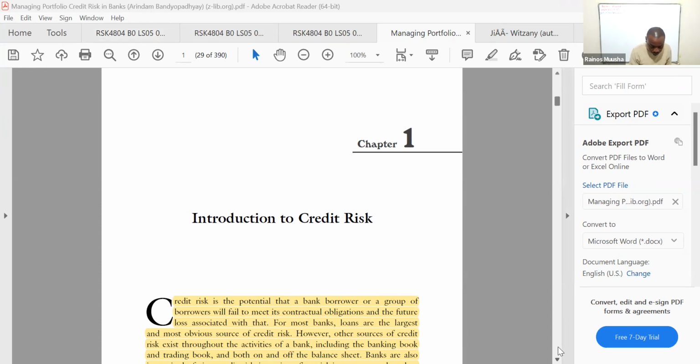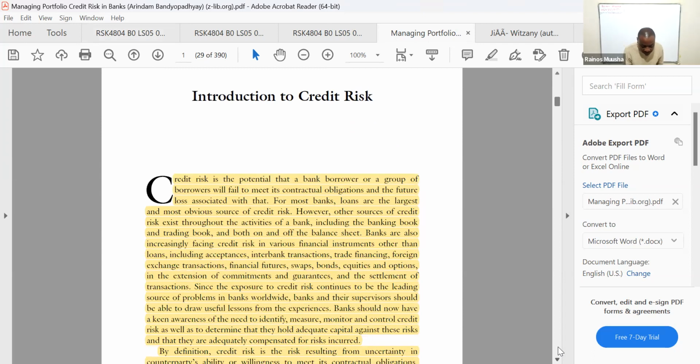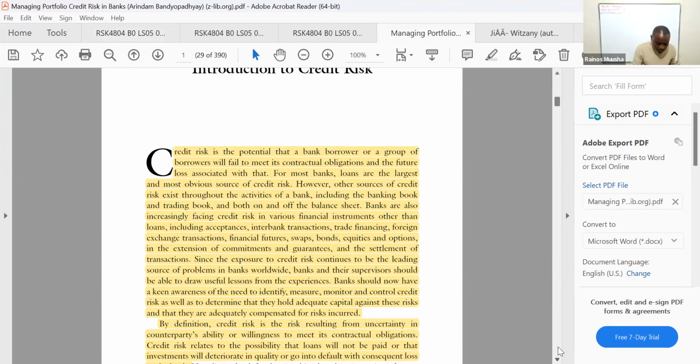So looking at that, they say credit risk is the potential that a bank borrower or a group of borrowers will fail to meet its contractual obligations and the future loss associated with that. For most banks, loans are the largest and most obvious source of credit risk. However, other sources of credit risk exist throughout the activities of a bank, including the banking book and trading book, and both on and off the balance sheet. Banks are also increasingly facing credit risk in various financial instruments other than loans, including acceptances, interbank transactions, trade financing, foreign exchange transactions, financial futures, swaps, bonds, equities, and options, in the extension of commitments and guarantees, and the settlement of transactions.